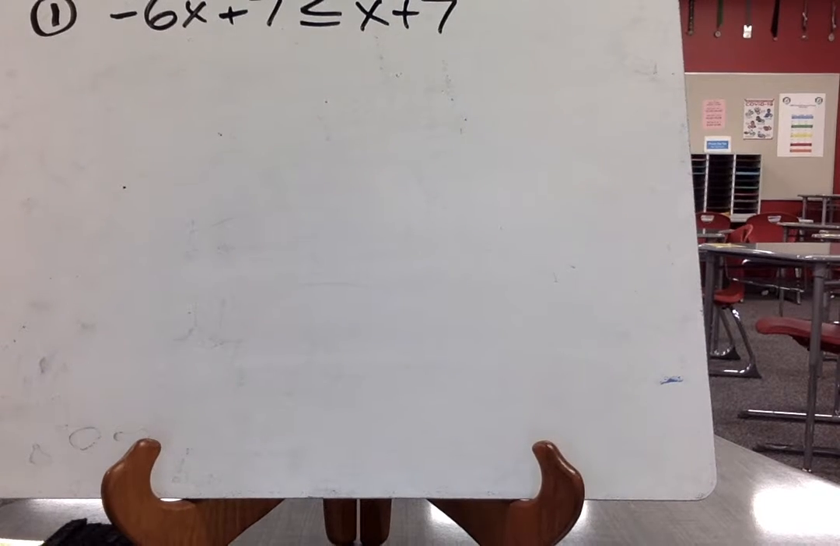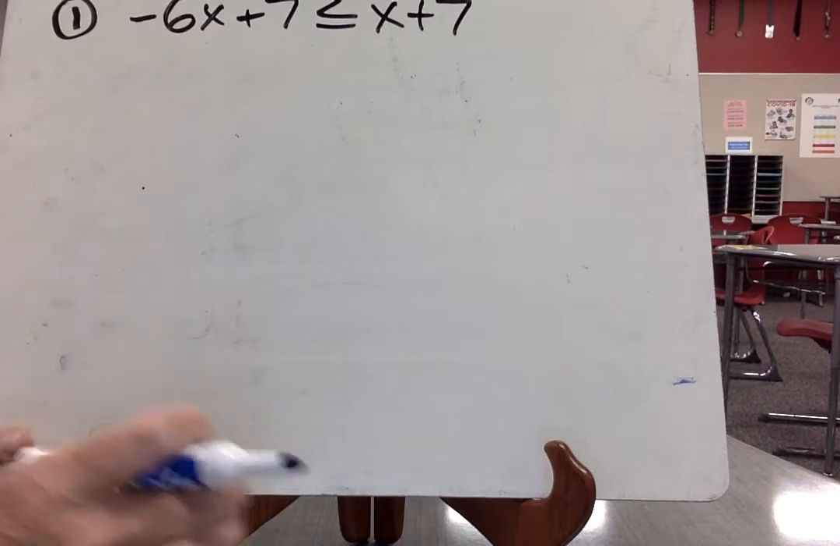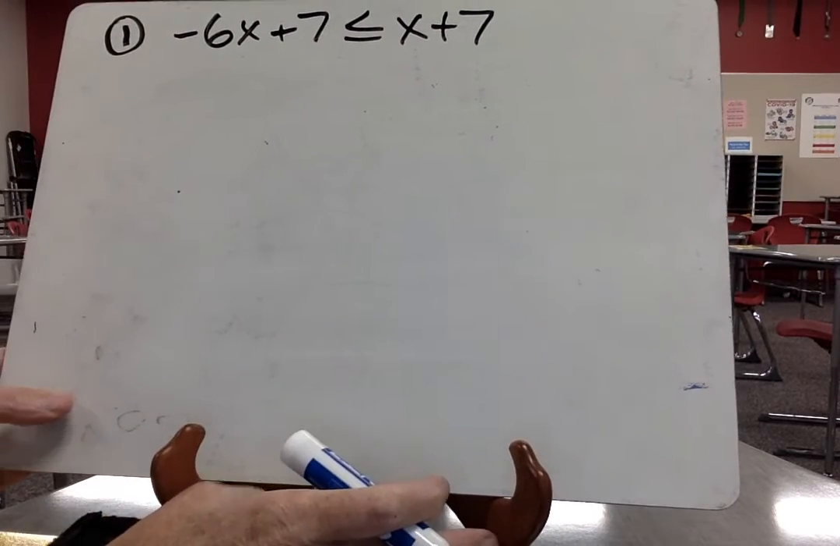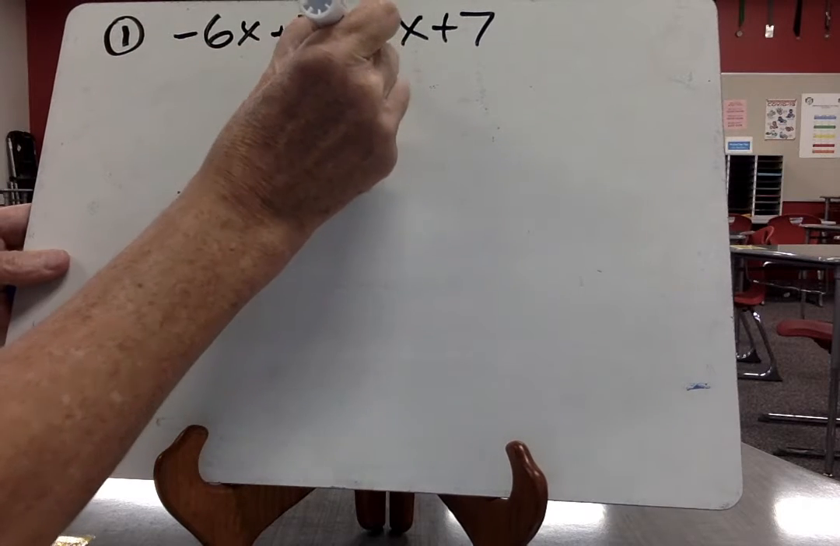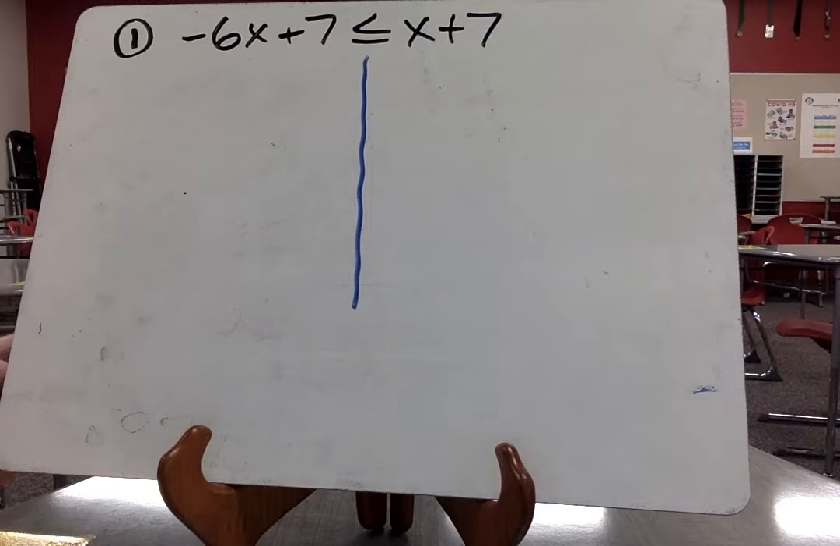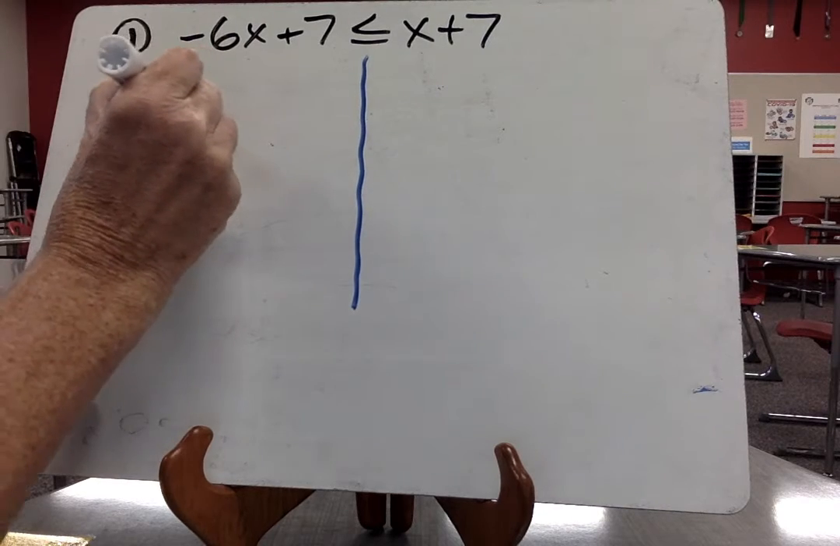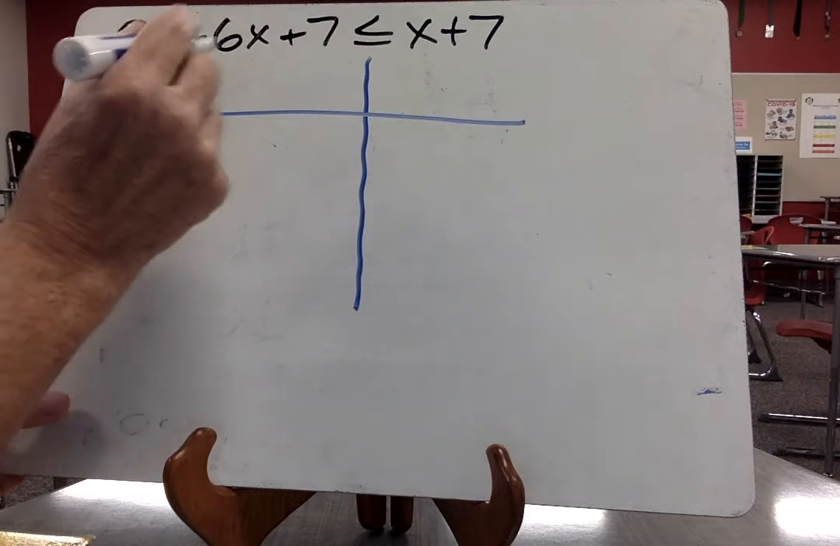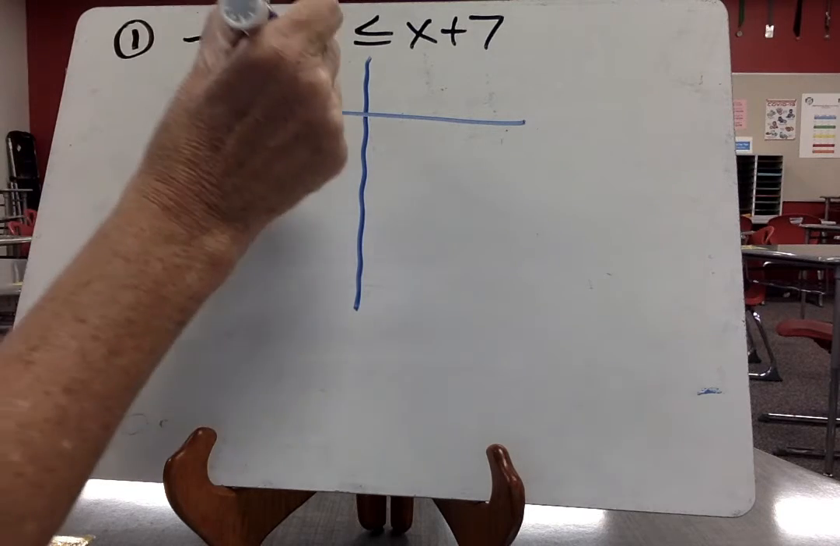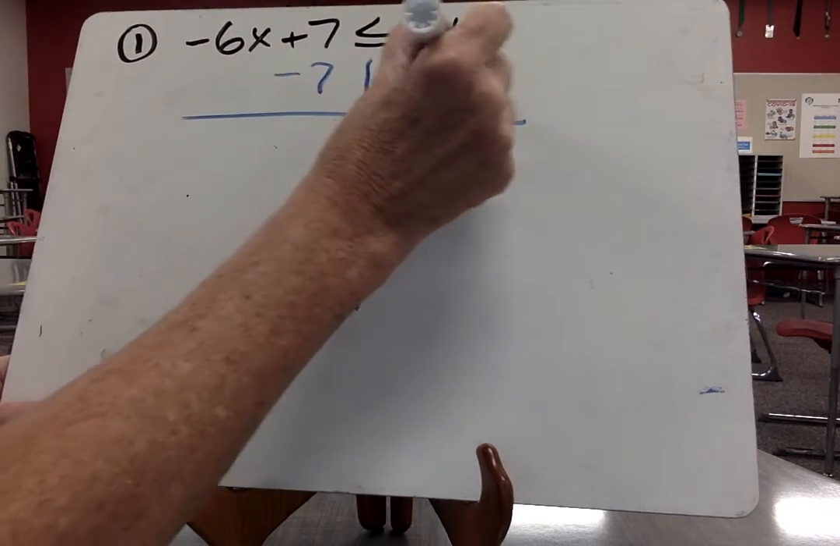Okay, so number 1, negative 6x plus 7 is less than or equal to x plus 7. So we always want to draw a line down the inequality sign, just like we did with the equations, and I'm going to actually make a T here. So you have that T. So the first thing we want to do is get all the numbers on the same side, so I'm going to go minus 7, minus 7.